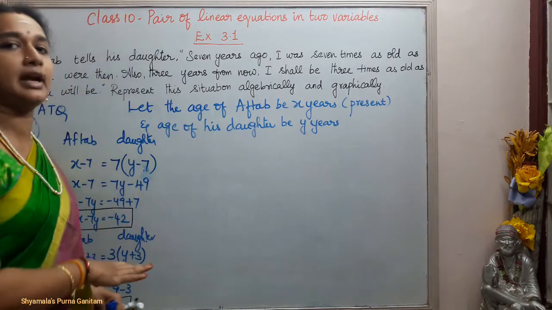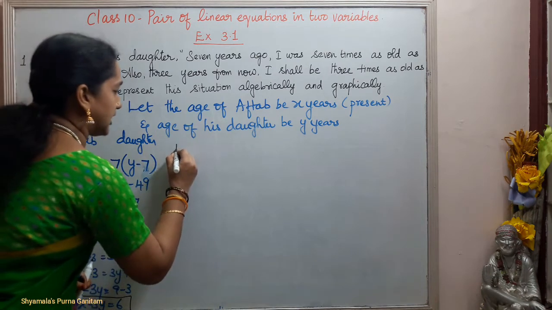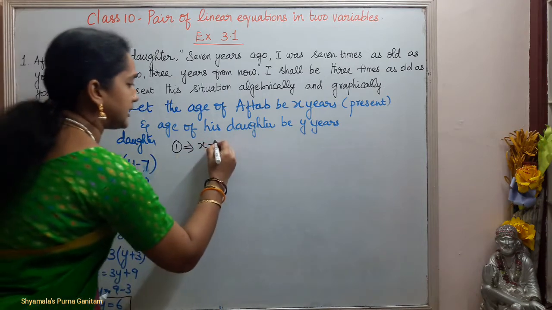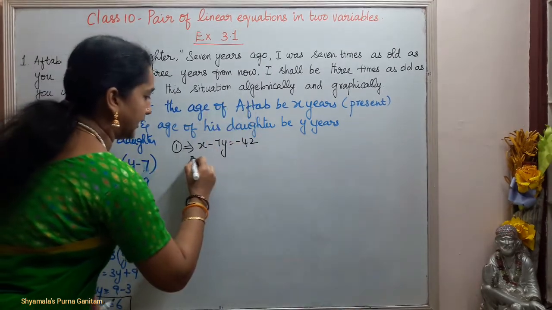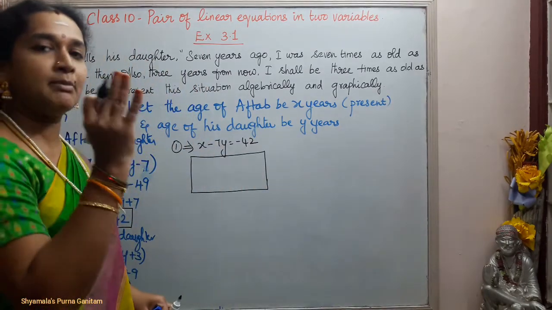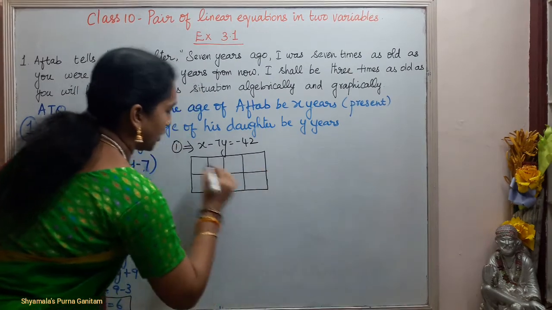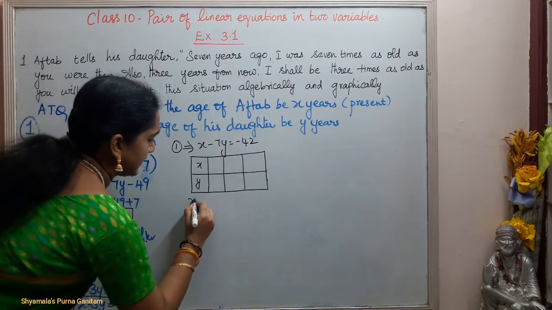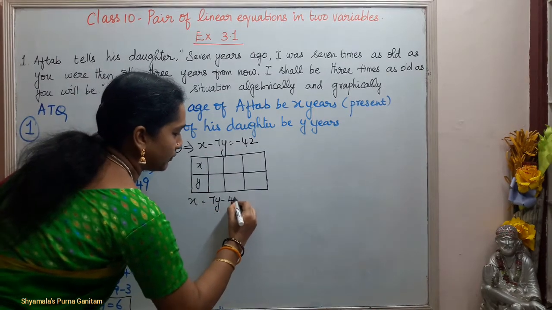Now the same situation I have to represent graphically. For the graphical representation, the first equation I will take. First one is x minus 7y is equal to minus 42. Since I have to represent it graphically, I need coordinate points. So minimum 3 points I need. One is x, the other one is y. So x is equal to 7y minus 42.